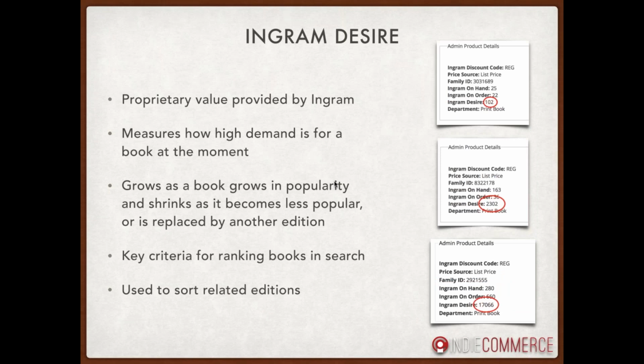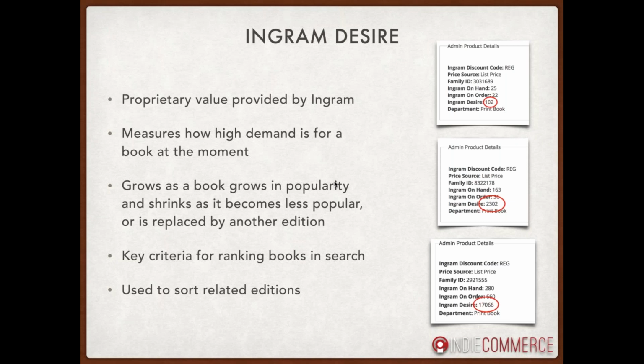Family ID is a value that we get from Ingram that helps to group related books together. So when you see those related editions there at the bottom of your page, and it includes things like the ebook, the paperback, things like that, those values come in a feed from Ingram. The desire score is a value that Ingram provides that measures how high demand for a book is at the moment. And this is really, really helpful as far as helping to make books relevant in search results.